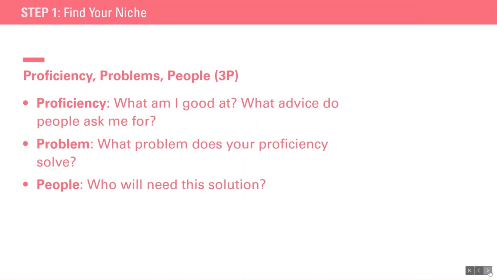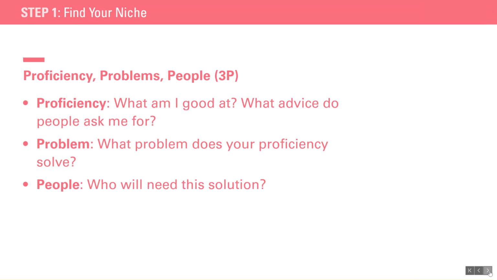Because when you are creating an online course, you want to be doing something that you're good at. So that's question number 1 in proficiency. Next, ask yourself, what is the problem that your proficiency solves? You may be good at one thing, but does that expertise solve a problem? Unless your expertise and proficiency is solving a problem, you have no business. So that's number 2.